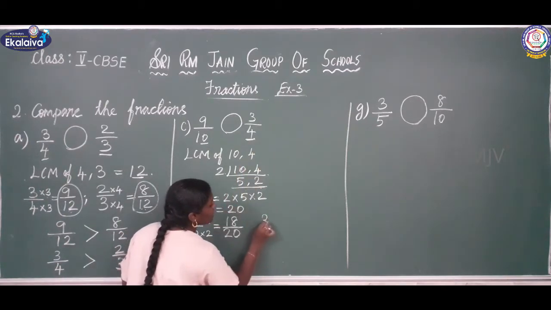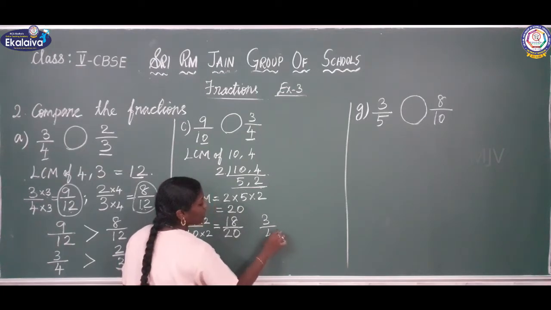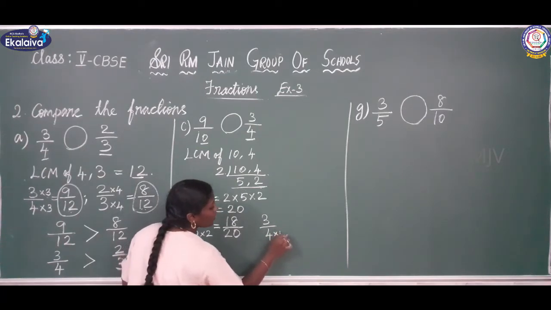Then the second fraction is 3 by 4. In 4 table when you will get 20, 5 times.